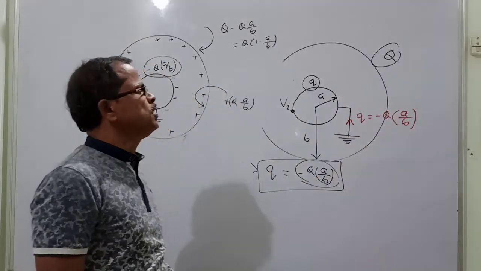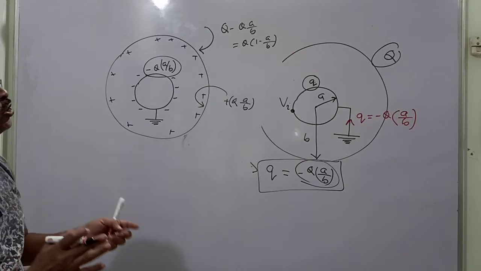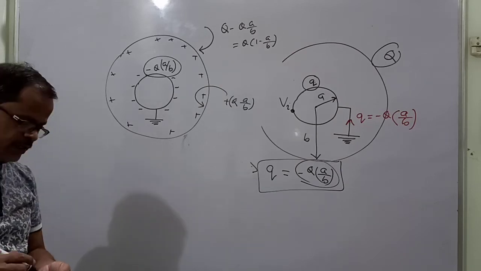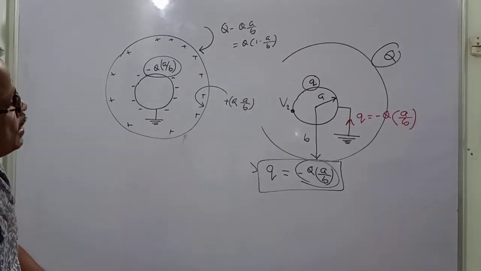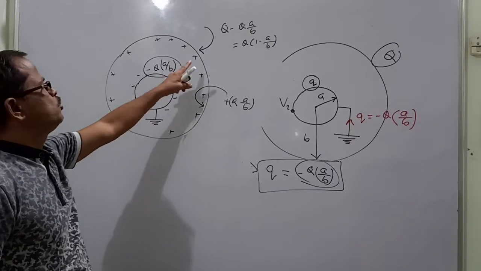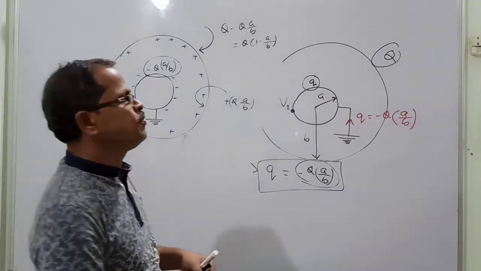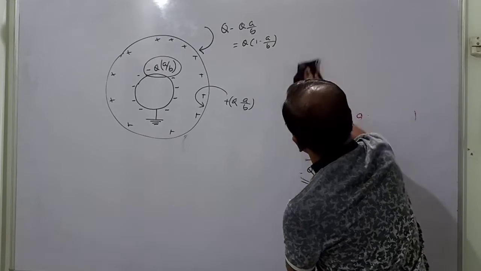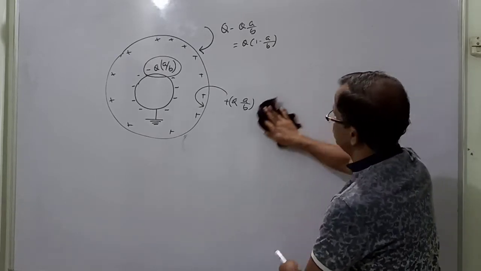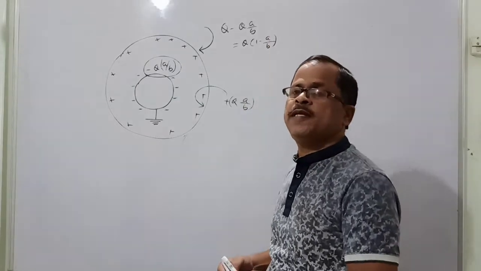This is all about the charge distribution in a sphere when the inner sphere is earthed. This is a very important discussion. Now let us calculate the potential of the outer sphere due to these charges. This is important because our topic is the potential of the spherical shell.